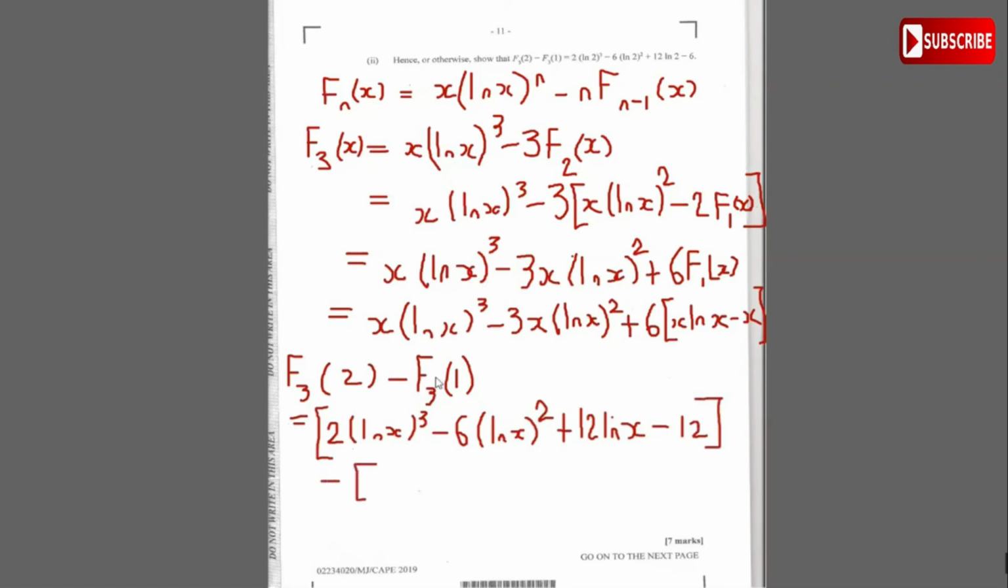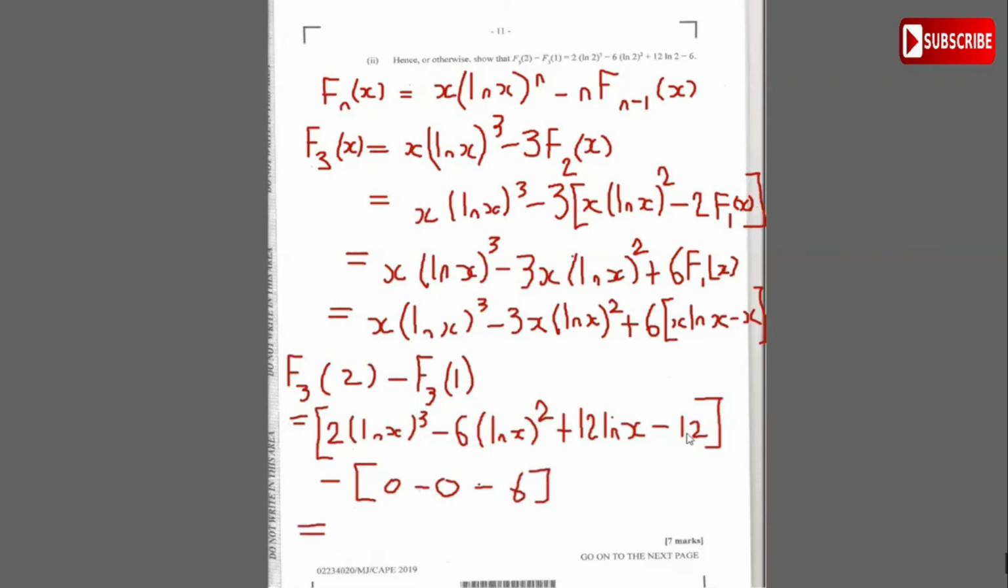What you're going to subtract is f3 of 1. So you put x as 1 in here. When you put x as 1, ln 1 is 0. So you're just going to get 0 minus 0 plus, putting in x as 1 here, ln 1 is 0. Put x as 1 here, you get minus 6. So that part becomes minus 6 in here. And so now you may proceed and go ahead.